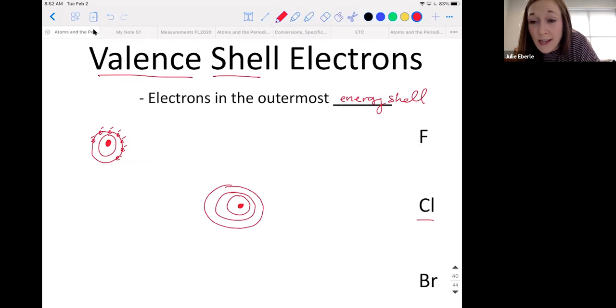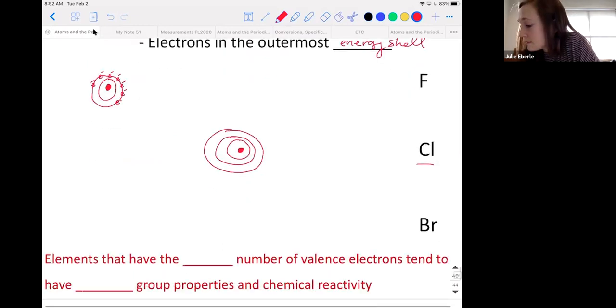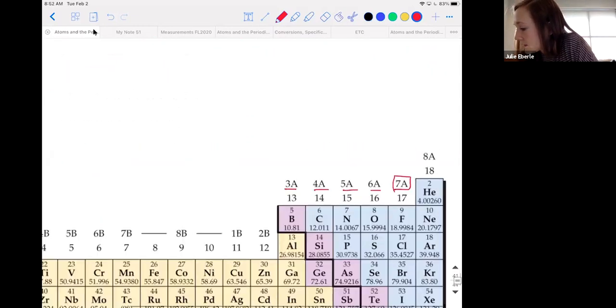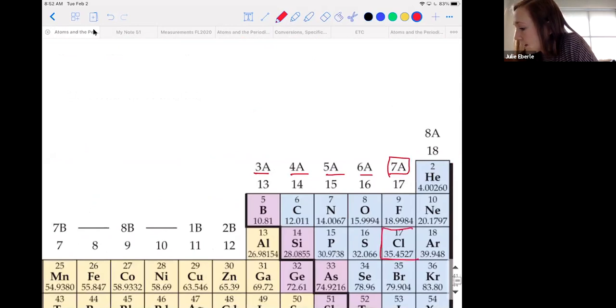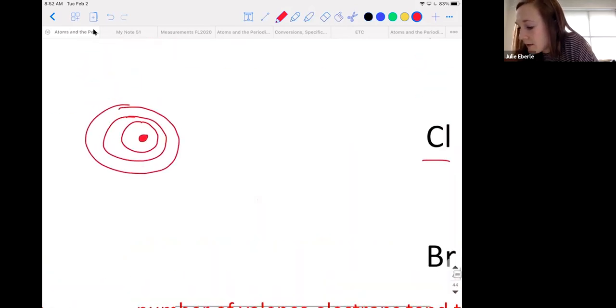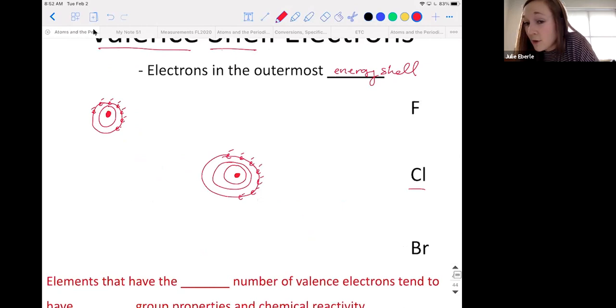Well, it's also in the same group as fluorine. We go down here. Okay, there's chlorine, Cl. So it should have, guess what? 7 valence electrons as well. So draw those on there. 1, 2, 3, 4, 5, 6, 7. And what do you notice? The number of valence electrons in that outer shell is the same here.